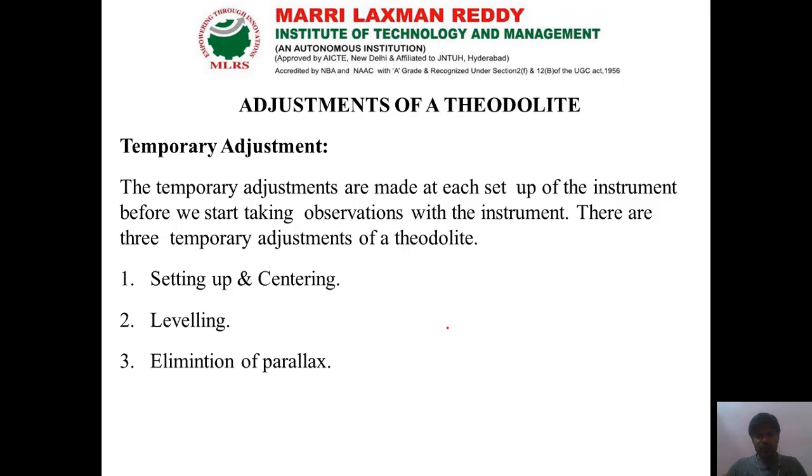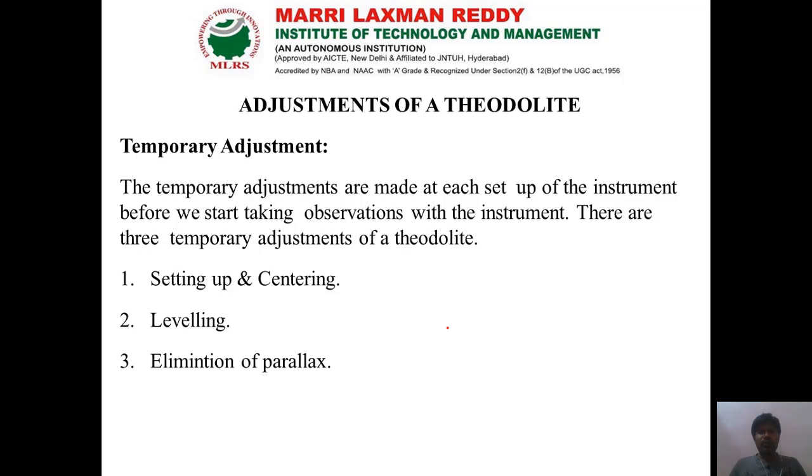That is, with respect to the tripod we are going to place it. The instrument axis, that is the vertical axis, and the station point have to be exactly aligned. For that, with the help of a plumb bob, or else some glass in the instrument, by viewing that we can bisect the ground point. Likewise we have to adjust the tripod by moving it front and back and left and right. This process is called setting up and centering.